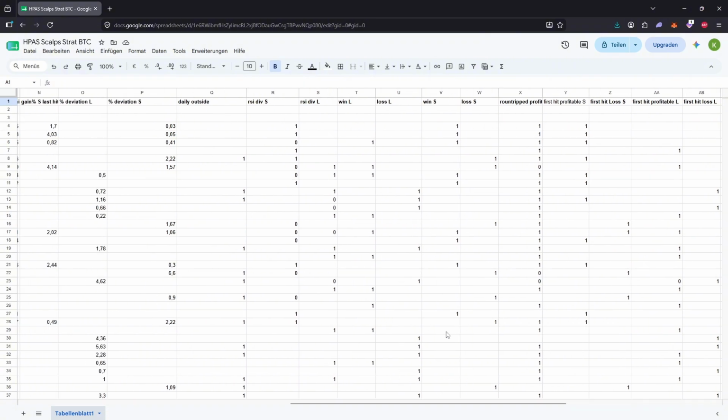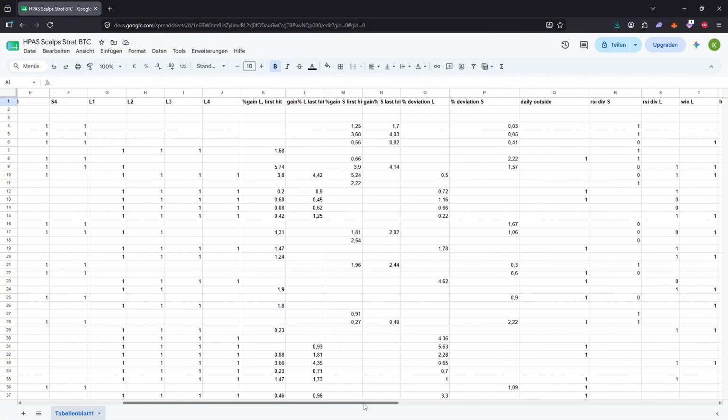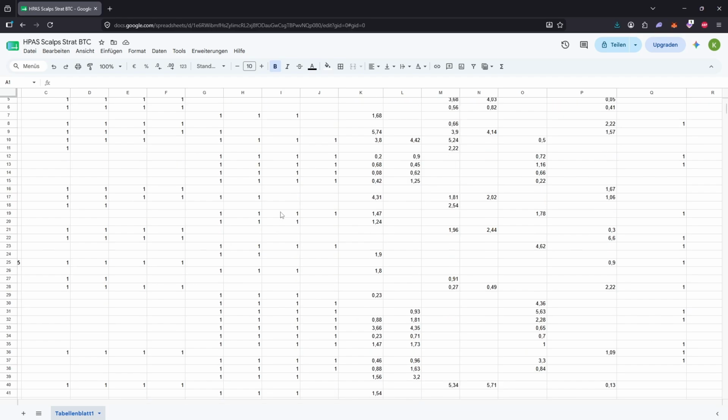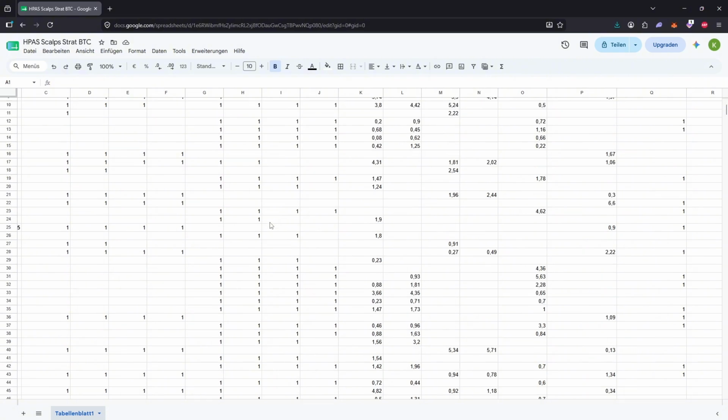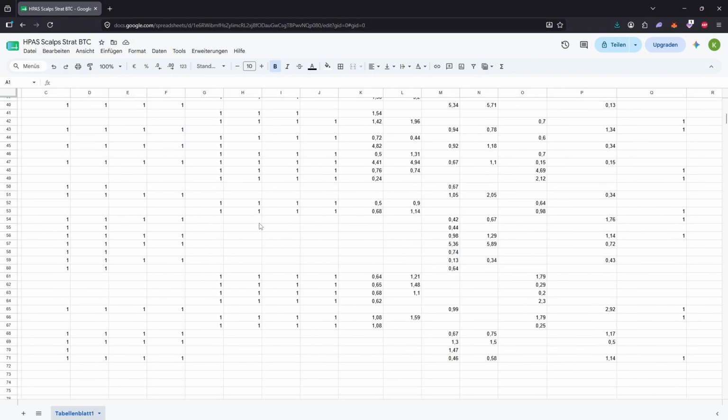Obviously, you need to measure time as well. You need to measure the median, the average percentage moves, etc. So all of these things you should measure for your trading strategy. And this is just an example of what I was working on. This strategy didn't work out in the end. But you can see how much work it can be to backtest a trading strategy.